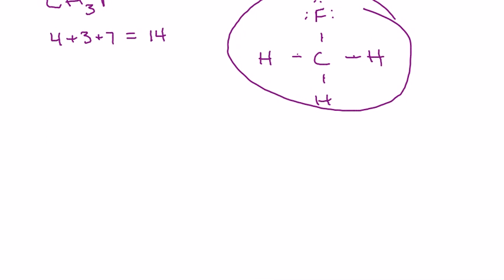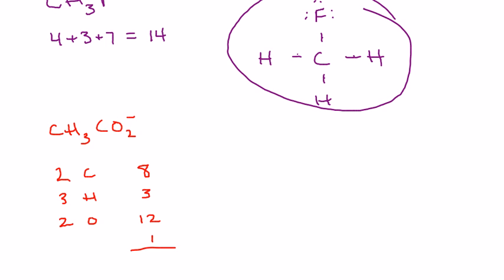So we've got CH3CO2 with a minus charge. Okay, so we've got 2 carbons, 3 hydrogens, 2 oxygens, which means that we have 8 plus 3 plus 12, and since we've got that minus charge, we've got 1 extra valence electron, which gives us 24 total valence electrons to work with.